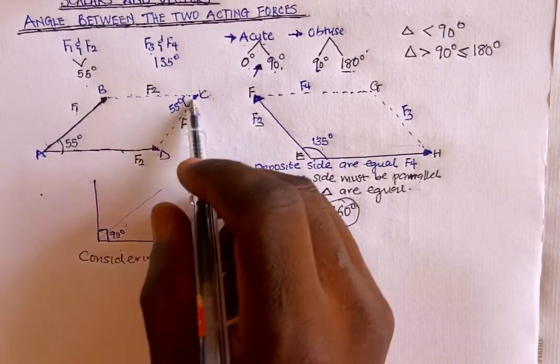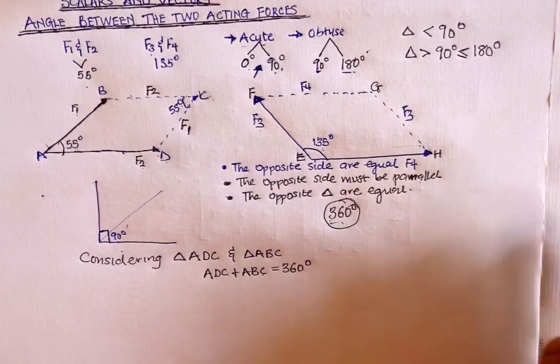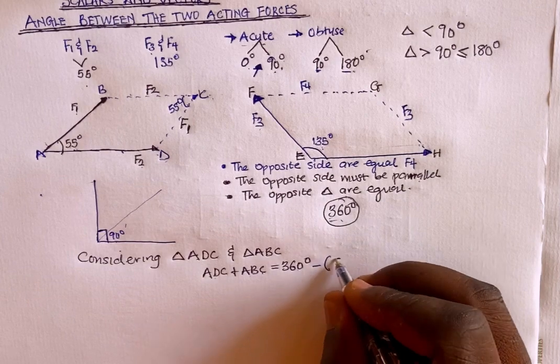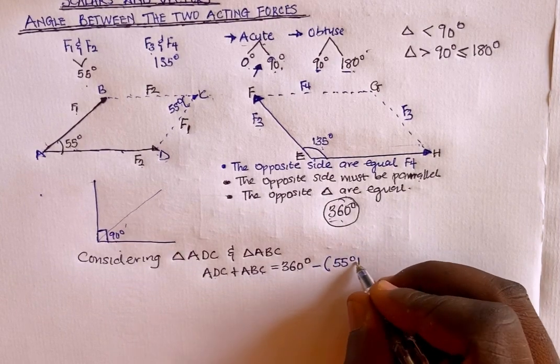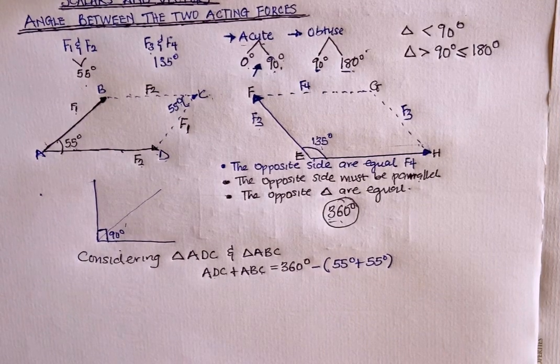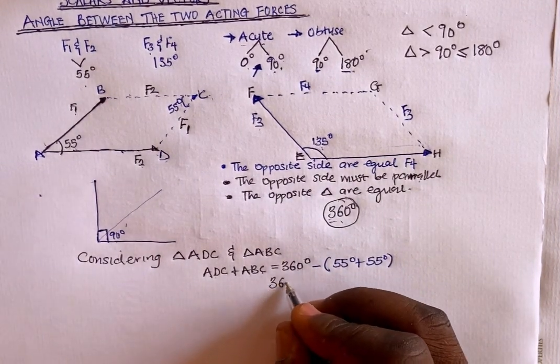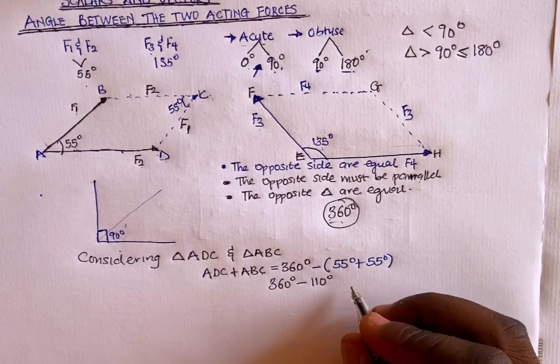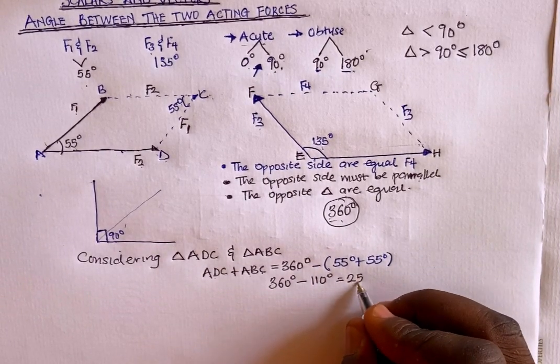That means the opposite angle here must be equal, right? Then I'm going to subtract: 360 minus 55 degrees, minus 55 degrees. Exactly. So here I'll be having 360 minus 110, which gives 250 degrees.